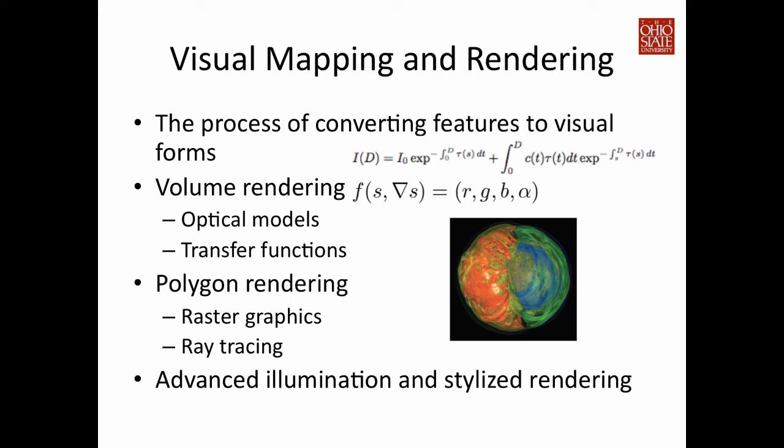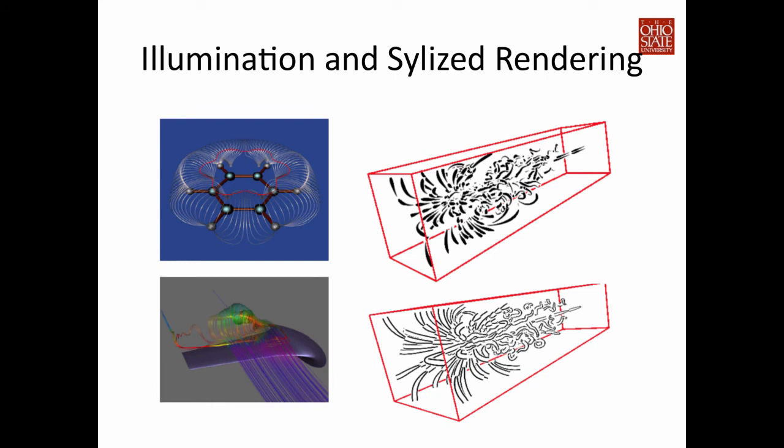If the feature is represented as geometry, for example, polygon, then we use GPUs or graphics hardware to perform polygon rendering. Or we can use some more expensive but high-quality rendering algorithms such as ray tracing and apply advanced illumination or stylized rendering to enhance the quality of the output images. Illumination can a lot of time enhance 3D depth cues, and stylized rendering can allow the user to focus on only important features.